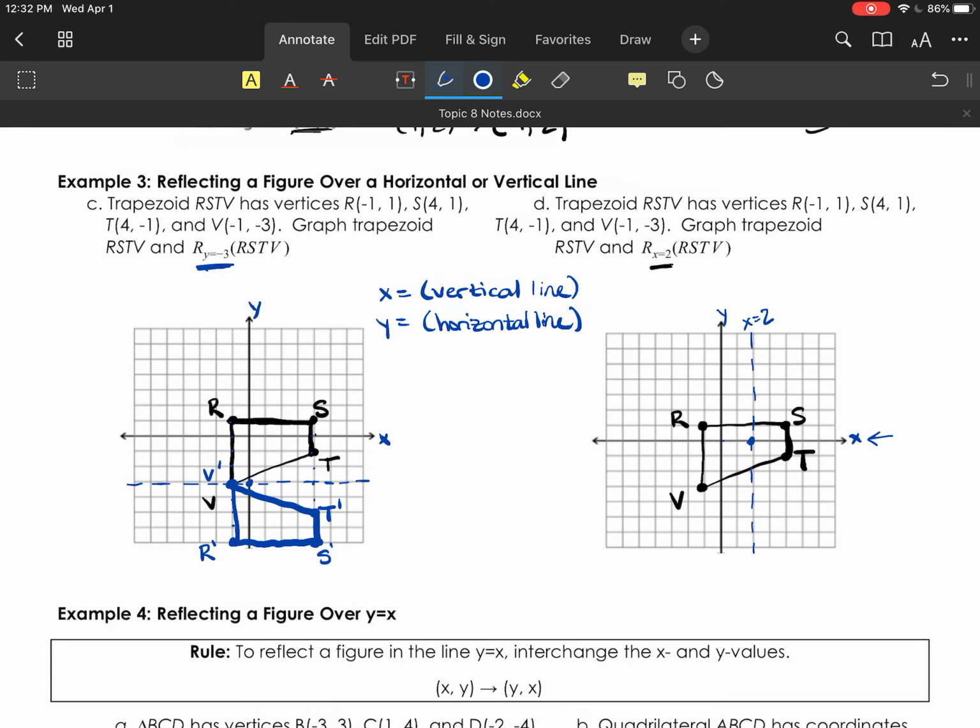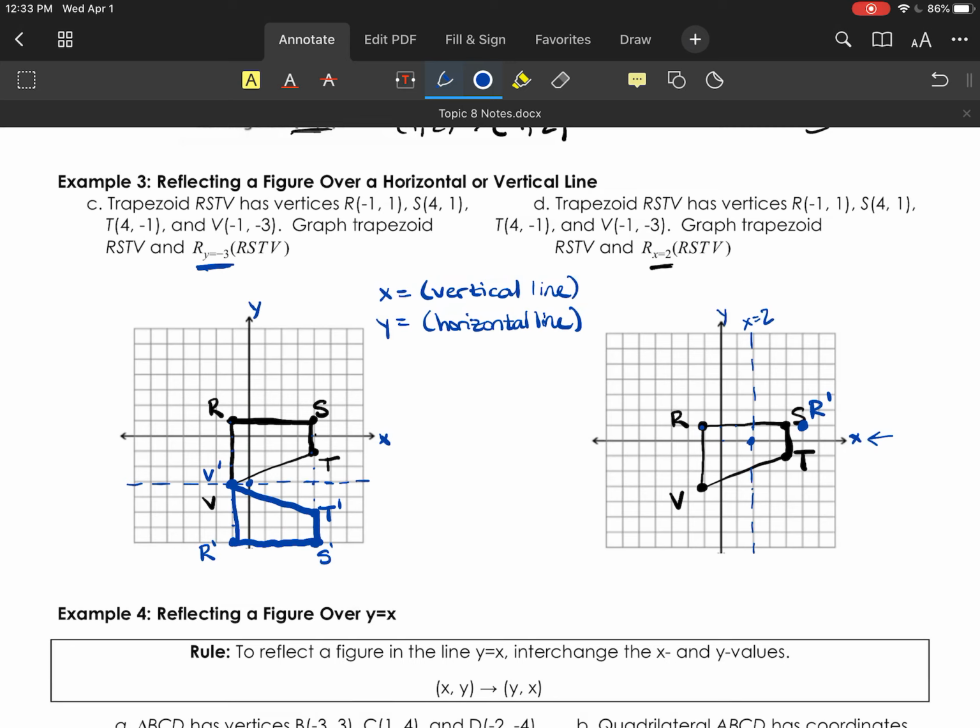So you'll notice R and V are on the left side. That means their images are going to be on the right side. They flip sides. S and T are currently on the right side. That means their images are going to be on the left side. So I'm going to start with R and V. R, I'm going to count how far away it is from x equals 2. It's 1, 2, 3 units away. So I'm going to count 1, 2, 3 units the other direction and label that R prime.